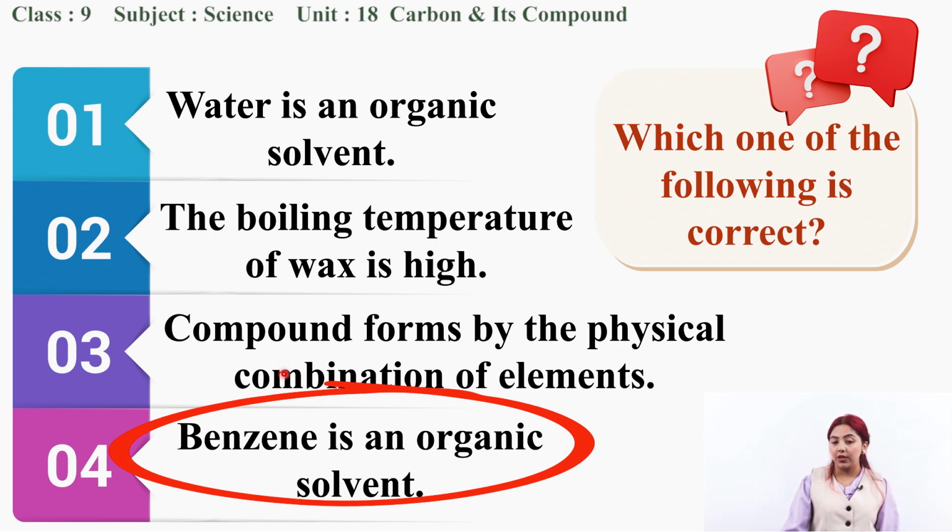The third option is compound forms by the physical combination of elements, which is also incorrect because a compound forms by the chemical combination of elements, not the physical combination. So, third option is also incorrect. Now, we studied that benzene is found in liquid state, and benzene is composed of carbon and hydrogen bonds. So, benzene is an organic solvent.